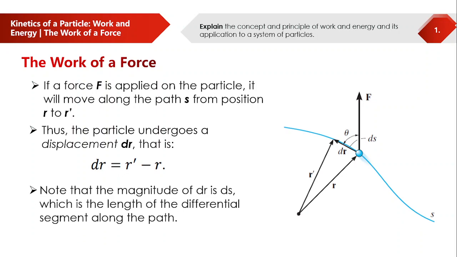Alam na natin yan. Note that the magnitude of dr is ds, which is the length of the differential segment along the path. Ganun lang kasimple. Kumbaga differential path niya, imbes na dr, pwede natin tawagan yung ds kasi yun yung differential segment along the path natin S. Okay? So we can call it ds.